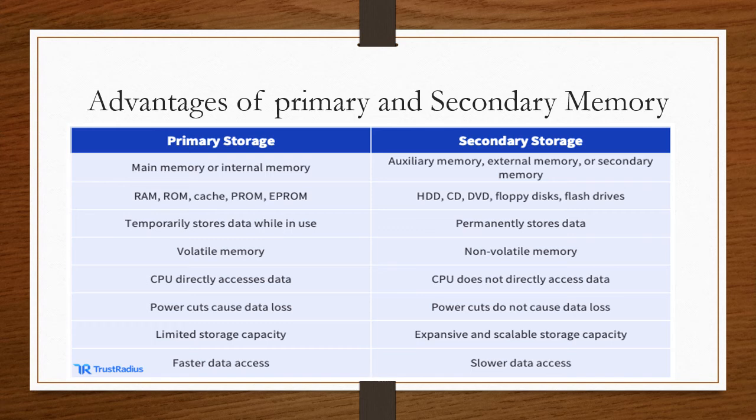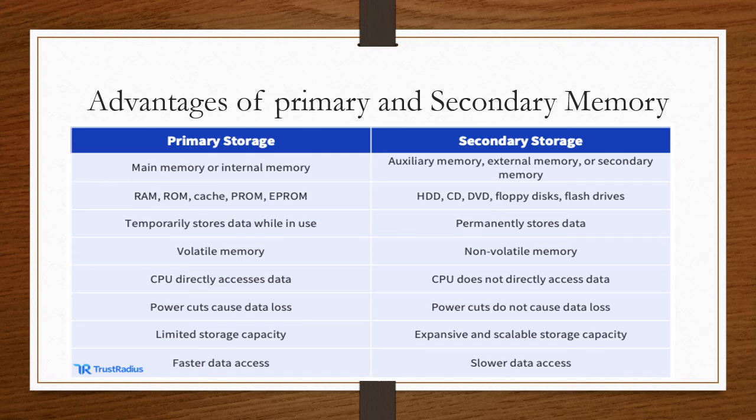Primary storage has volatile memory and secondary storage has non-volatile memory. What is volatile memory? Whenever you are doing work in the computer, if the power goes, everything will vanish. That is volatile memory. But whatever you store in the secondary storage will be stored permanently. Those are considered non-volatile memory.